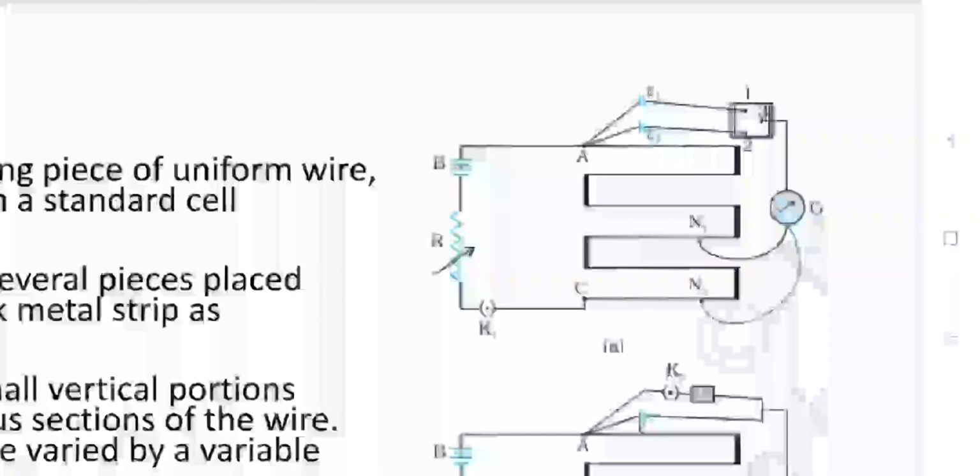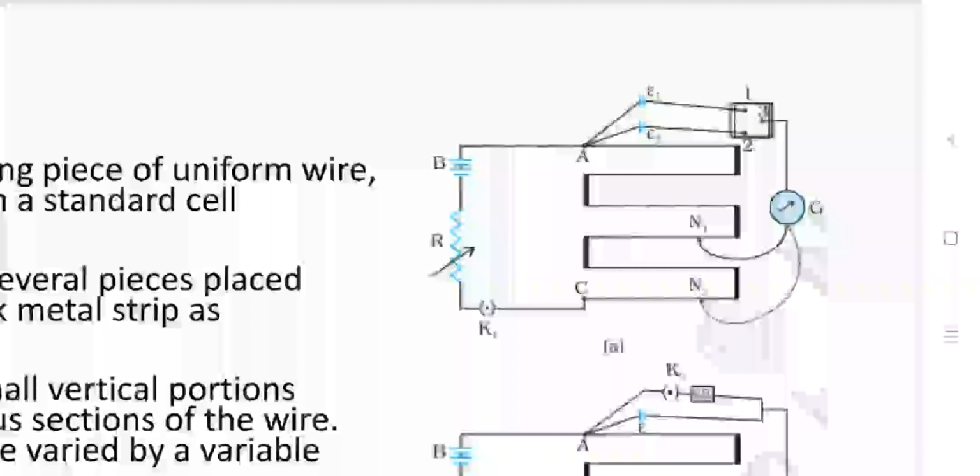For example, as shown in the figure, we are using a switch with 3 terminals, that is a two-way switch. The terminals are marked 1, 2, 3. Between point A and 1, the first cell epsilon 1 is connected. Between A and 2, epsilon 2 is connected. From point 3, a galvanometer is connected, and its other end is connected to the jockey, which is placed on the wire.